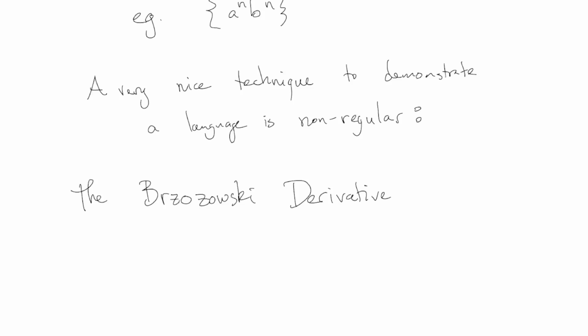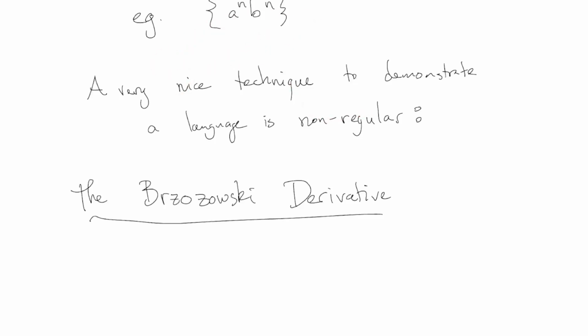All right? This is not the same as the derivative from calculus, although we use the word derivative, and we're even going to write d over dx for this thing. There are reasons why it's called the derivative, which we'll get to eventually. Unfortunately, we're going to have to talk about the derivative for a little while before it comes back to showing that a language is non-regular.